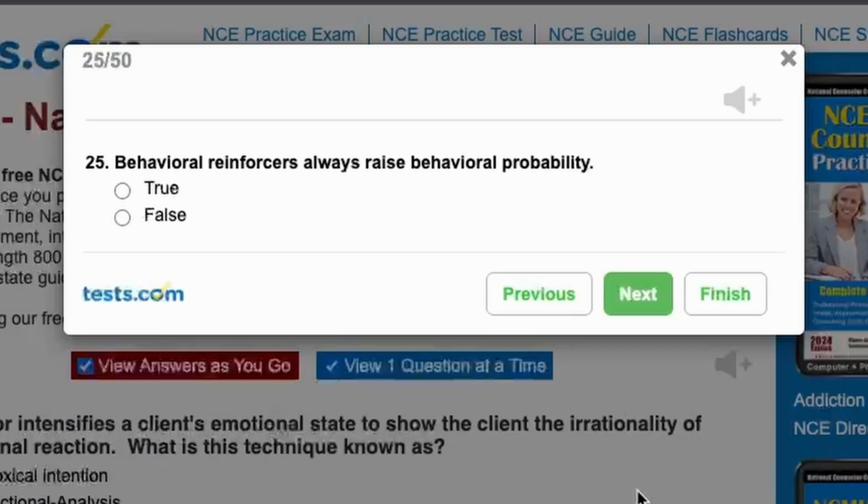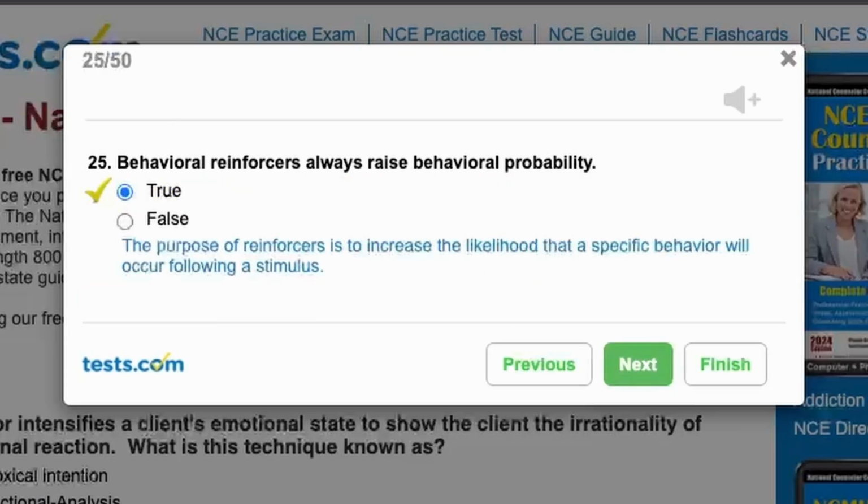Behavioral reinforcers always raise behavioral probability. Is this true, or is it false? True. The purpose of reinforcers is to increase the likelihood that a specific behavior will occur following a stimulus.